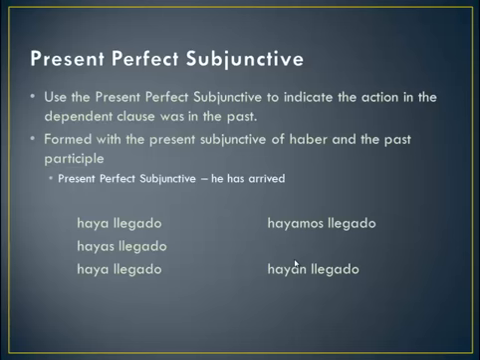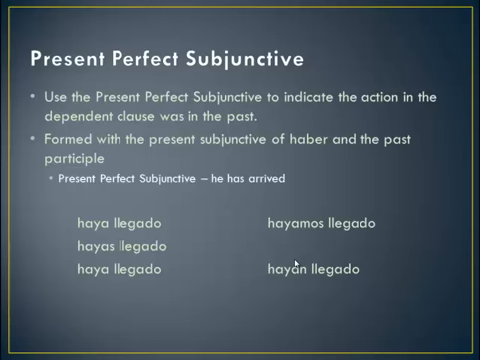Present perfect subjunctive is used to indicate that action in the dependent clause was in the past. You form it by using the present subjunctive of haber and the past participle. So all these perfects are the same. Use the past participle with all of them. It's just a different form of haber.